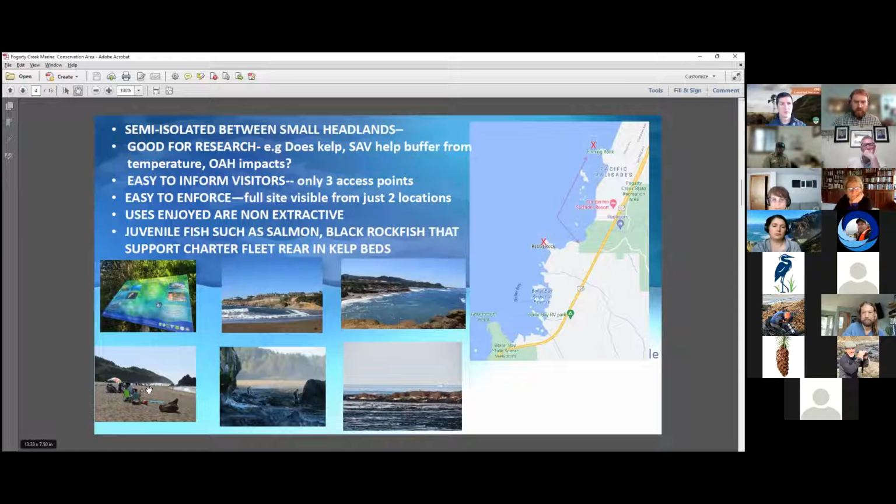Right now, the uses enjoyed are pretty much exclusively non-extractive. There's occasional fishing, there's occasional harvesting of algae, but the majority of people, as shown in a survey for the draft master plan for this area, go to the beach. It's very popular for agate hunting and wildlife watching. But that's not to say this area doesn't help support the fishery. You'll see this is one of the charter boats out of Depoe Bay here. I don't know if you can see that. And here's the rock, one of the rocks in here. The charter boats are way offshore, but they really benefit from the black rockfish, salmon, and other fish that are produced in these rich SAV areas.